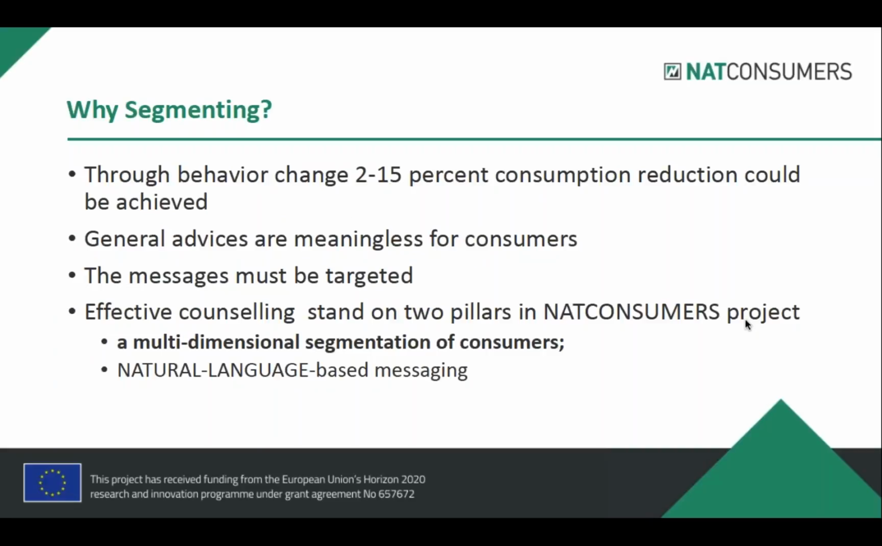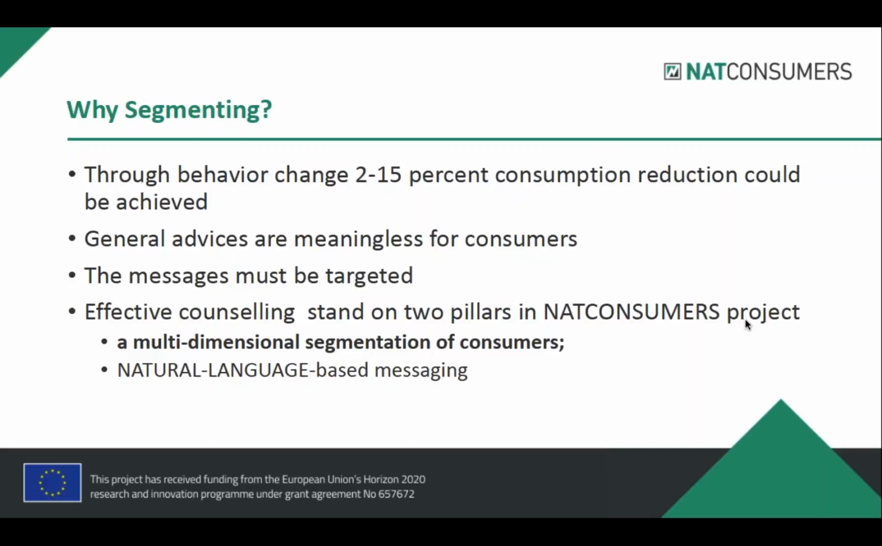Why do we need to make any segmentation? First of all, there are a lot of previous projects partly financed by the Commission, which showed that through behavior change, between 2 and 15% of consumption reduction could be achieved. It's a very wide estimation, as you see. The 15% is very good. 2% is not bad, but not too good.